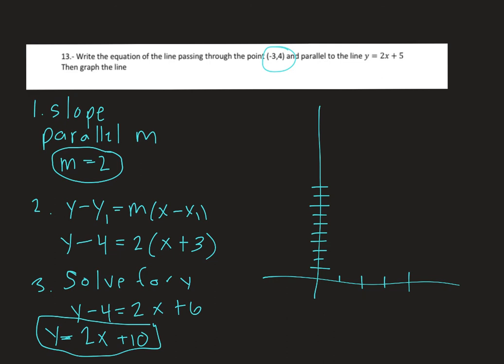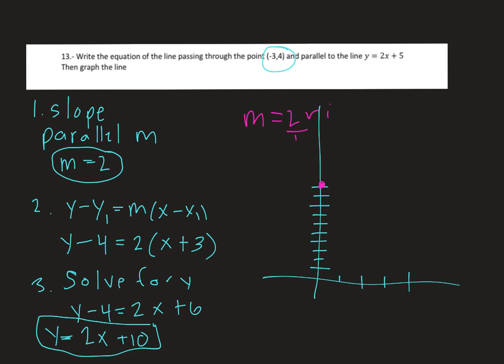So we're going to graph this line by starting with our y-intercept. Our y-intercept is at 10. So I'm just going to plot a point on the y-intercept. And then we're going to apply our slope. Our slope is 2, which means 2 over 1.